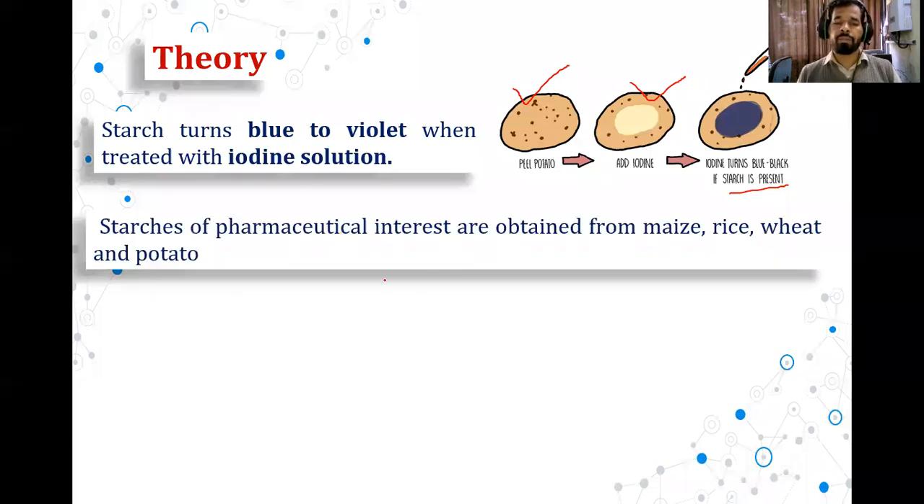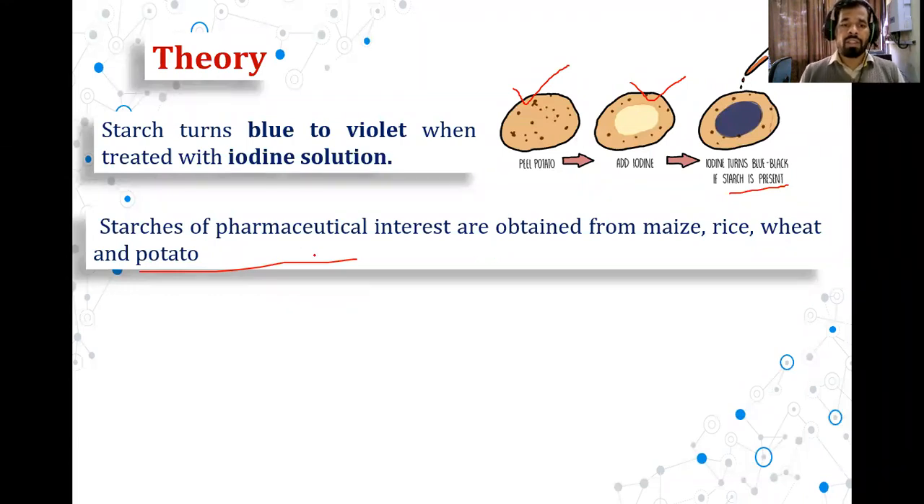Now the starches which are of pharmaceutical interest are obtained from maize, rice, wheat, and potato. These are the major sources of starches, because starch is required in various pharmaceutical methods. For example, it is used in the formulation of tablets, and in many formulations related to powders also. To increase the bulk, starches can be used.